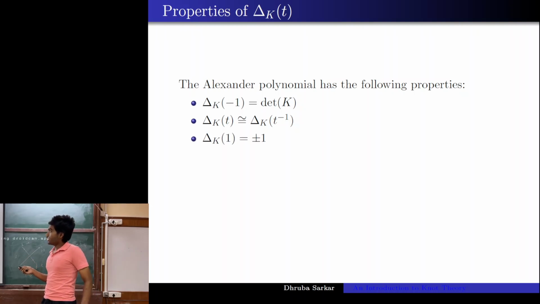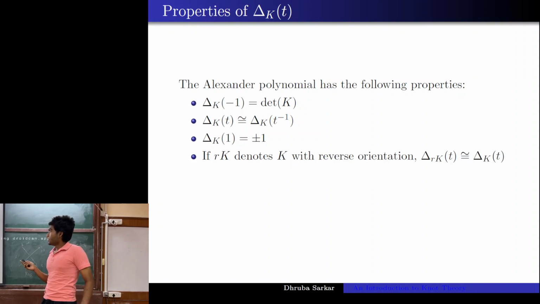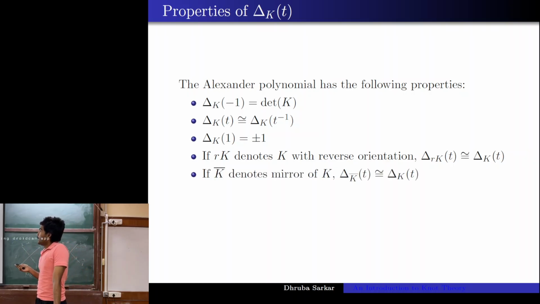The next property is that if you plug in t equals 1, you get plus or minus 1. And then if K reverse denotes K with the reverse orientation, then the Alexander polynomials are also similar. If K bar denotes the mirror of K, then the Alexander polynomials of K and K bar are also similar. And then the last property states that for knot composition, the Alexander polynomials just get multiplied. So these are some properties.